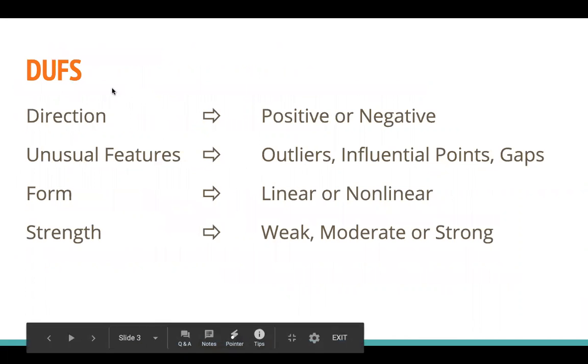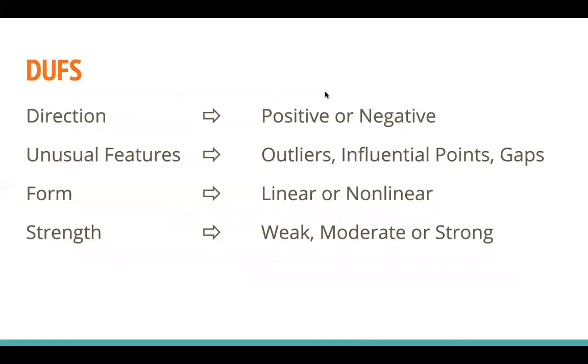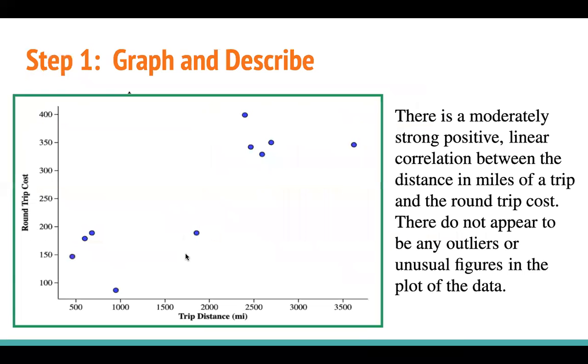All right, for DUFs, just as a quick reminder, which is different than for one variable, we use SOCs, right? For DUFs, we look for direction. Is it positive or negative? Unusual features, are there outliers, influential points, gaps? Is the form linear or nonlinear? And then for strength, is it weak, moderate, or strong?